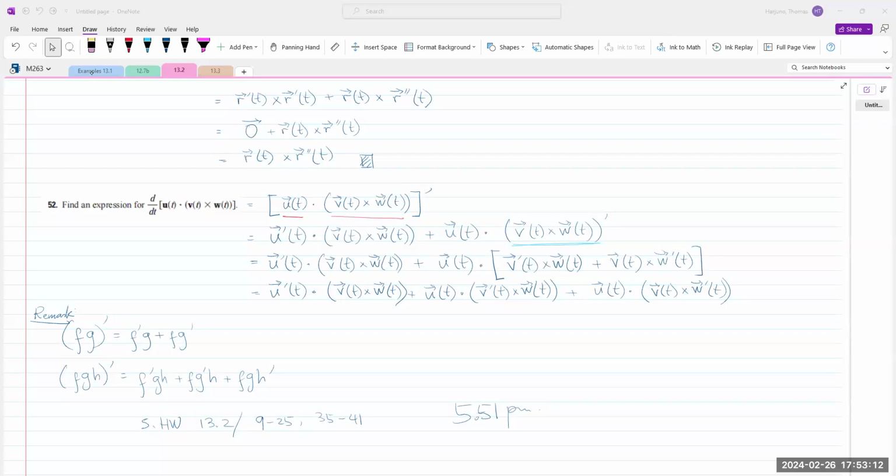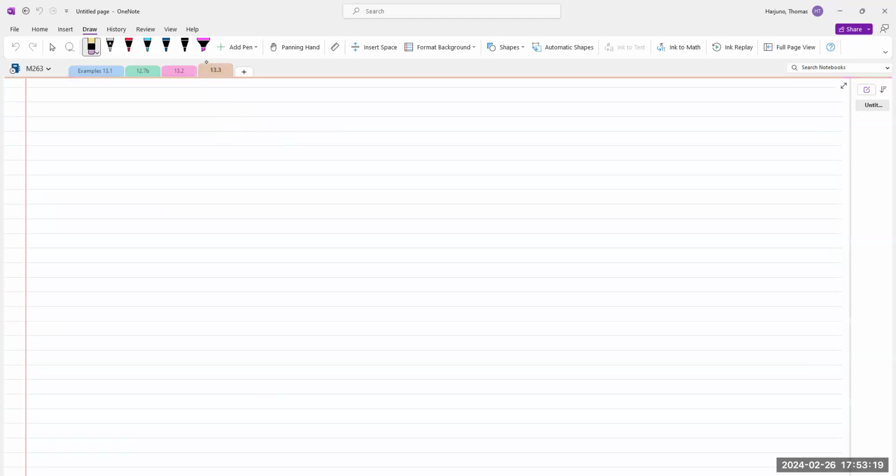The next section we will go over is 13.3. I don't think I can finish this section. It's a bit longer than one-hour sections, and I'm not rushing to finish it. Let's take a look. Section 13.3 on arc length.